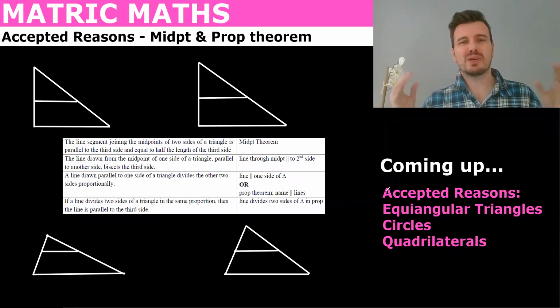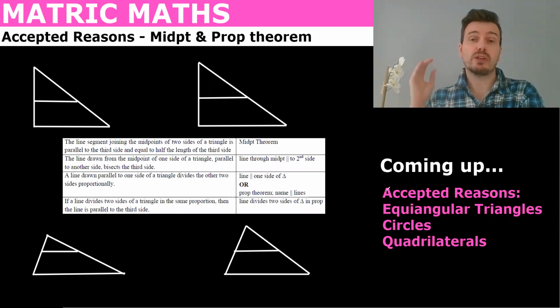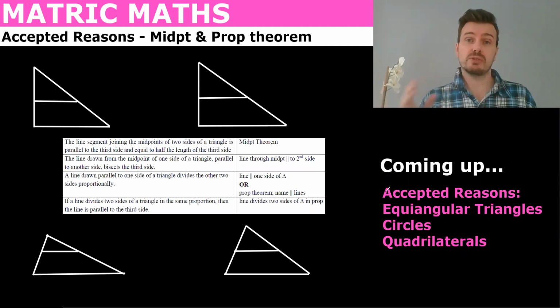Today what I'm going to be doing is looking at the midpoint and the prop theorem and when you can use those as acceptable proofs or reasons in your final matric geometry paper. And I'm also going to look at when you can't use them and then when you need to use another reason. And this is based on what you're given.